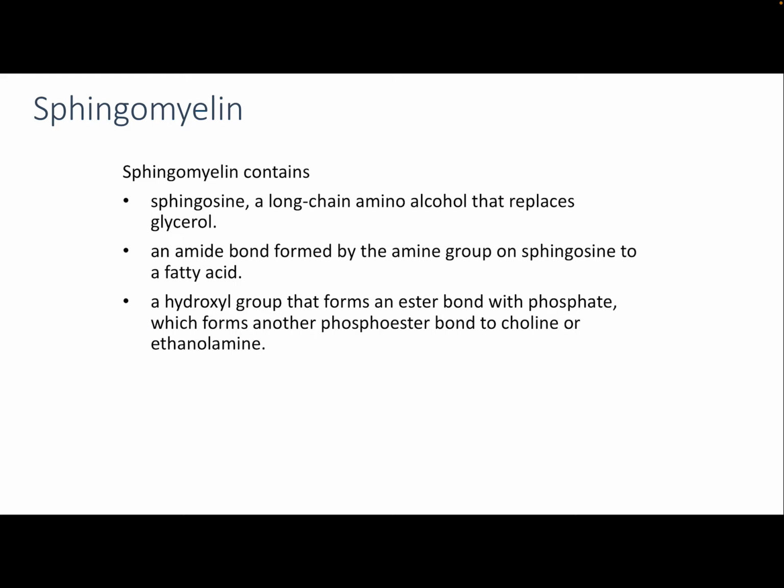So sphingomyelin contains sphingosine. Sphingomyelin has an amide bond instead of an ester bond. I think I'm going to show you that here in the structure. There's also a hydroxyl group that forms the ester bond with the phosphate. So we'll take a look at sphingomyelin here more in depth.